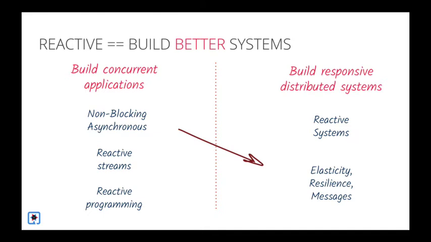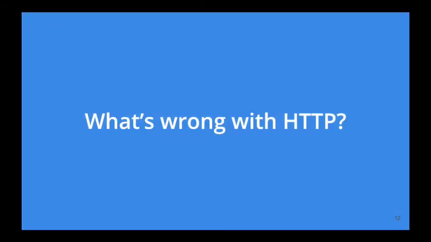How does that work? By applying reactive to distributed systems, we are defining a new architectural style that we will name reactive systems. These reactive systems are based on elasticity patterns, resilience patterns, and the core element, the essence of the systems, is exchanging messages.